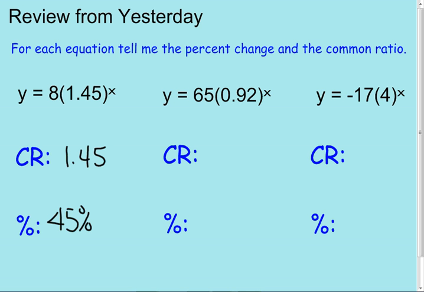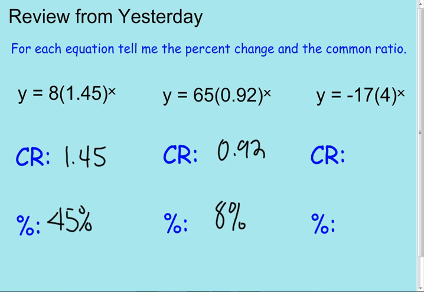Okay. Jack, what's the common ratio? 0.92. Decay or growth? Decay. Okay, and what do we have to do? What's the percent decay? It's 8%. Okay, so it sounds like we're getting this. We got this part. How about the group over here?